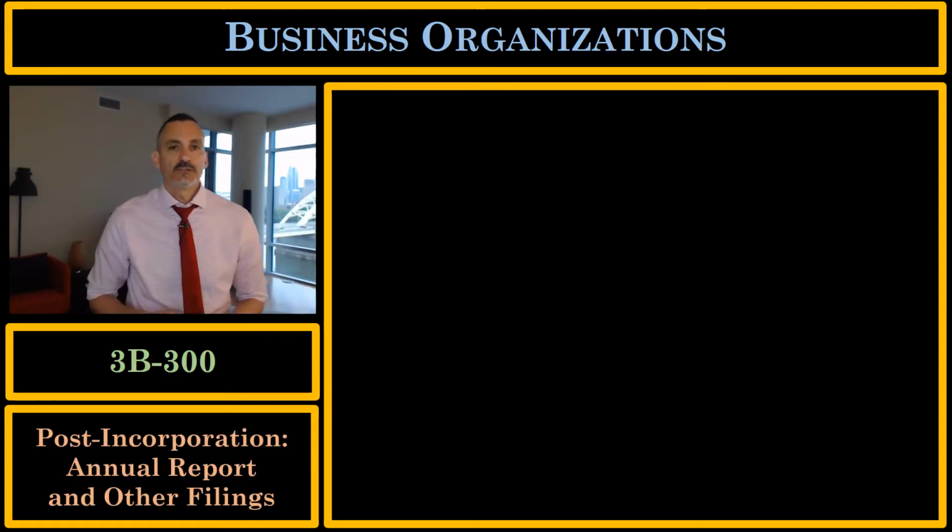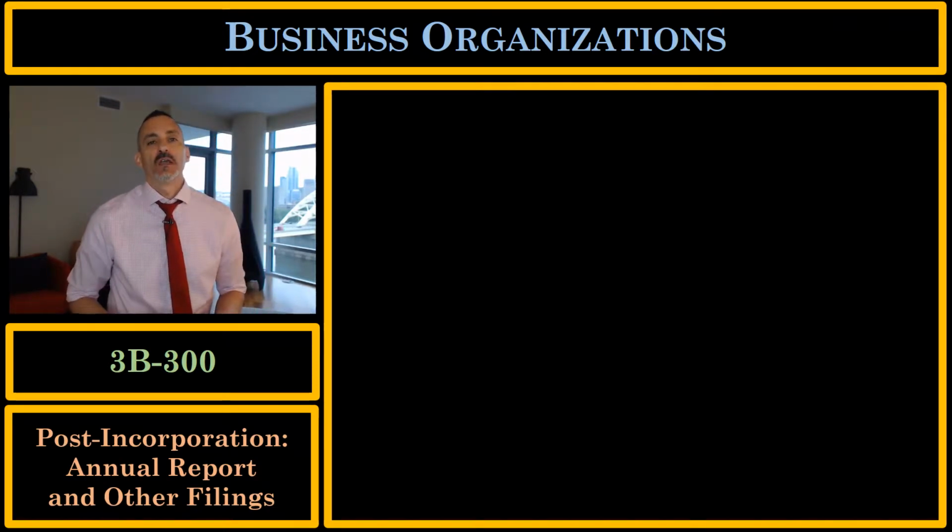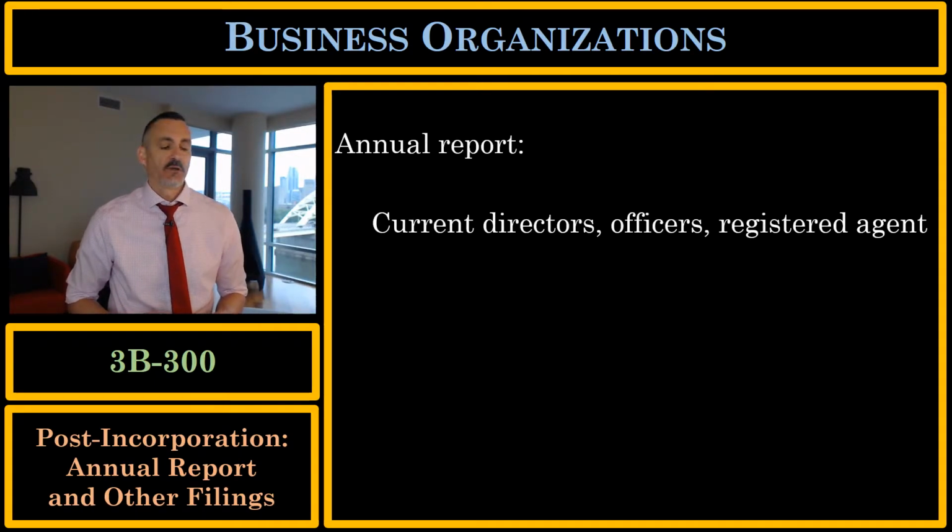All right, let's talk about the annual report and other filings you may need to make with the Secretary of State once your business has been incorporated. So the annual report is very simple. Don't think of the annual report as the annual report you will see from a public company. That is a securities regulation issue. Federal securities regulations provide detailed information that a public company must disclose to its shareholders in its annual report. This is not what we're talking about.